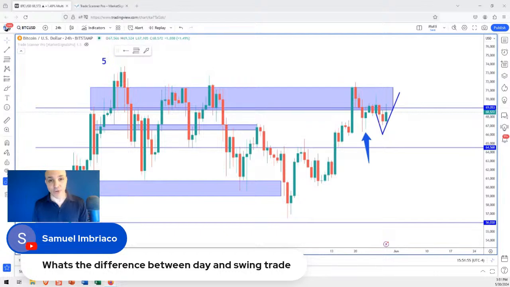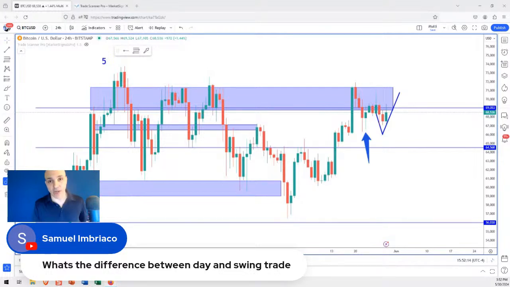Okay, that's a day trade. And the magnitude of moves on the day trade time frames obviously is going to be smaller. So your risk is going to be smaller, your stop loss amounts are going to be smaller, your take profits are going to be smaller. And the Trade Scanner Pro accounts for that.